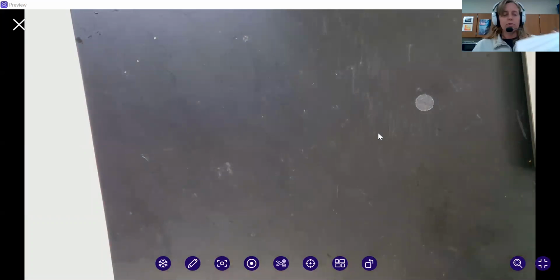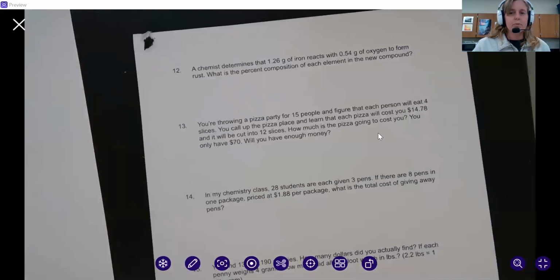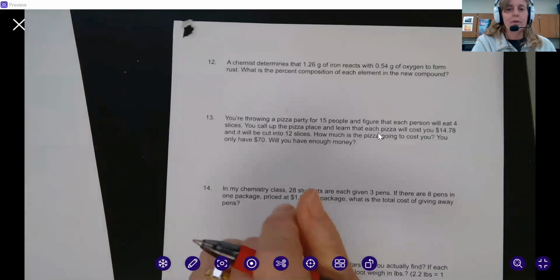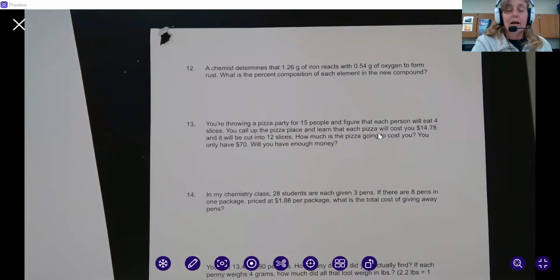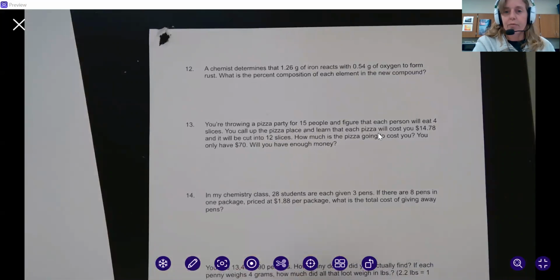Okay? And these are some word problems. So word problems are a little scary, right? Because a lot of people don't like those because they're a little bit scary. Now, the number 12 is going to be exactly like what we did in the lab the other day, right?